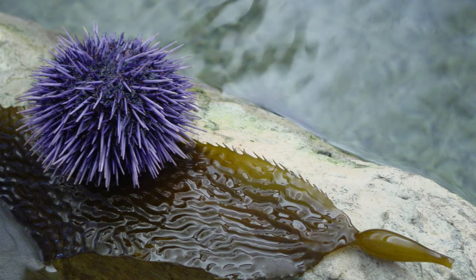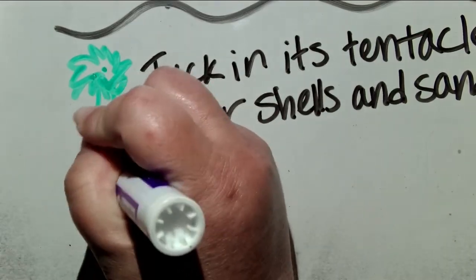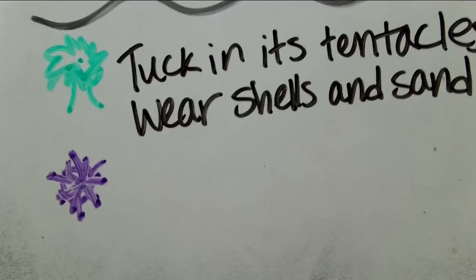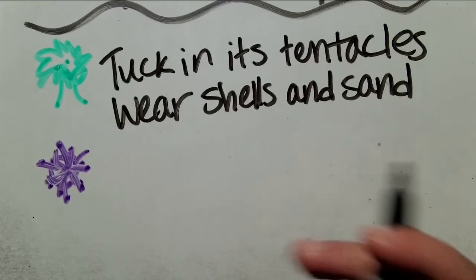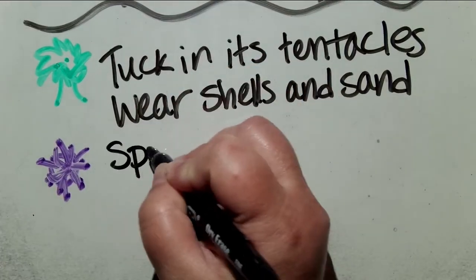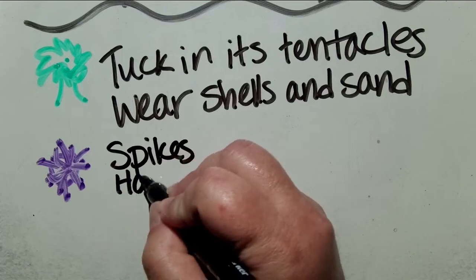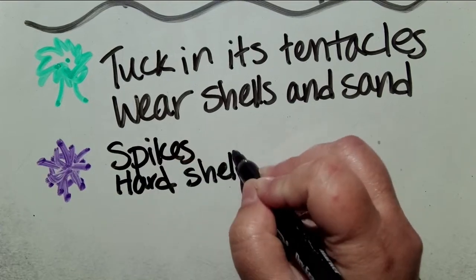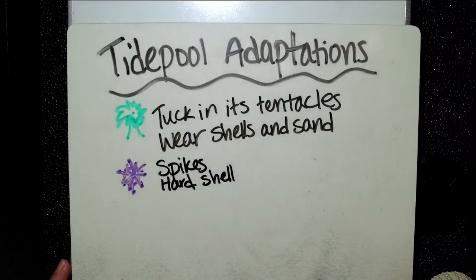So friends, our sea urchin has some really neat adaptations, right? We can go on ahead and add them to our little tide pool. Whoopsies. I should probably zoom out, right? I might just add my spiky ball right here. There we go. There's my sea urchin. And it has spikes to defend against predators. And it also has a hard, basically a shell, because it has squishy parts on the inside. A hard shell to protect itself too from all of that water.